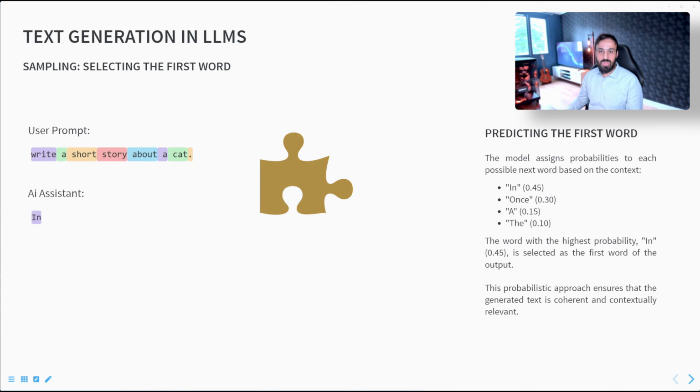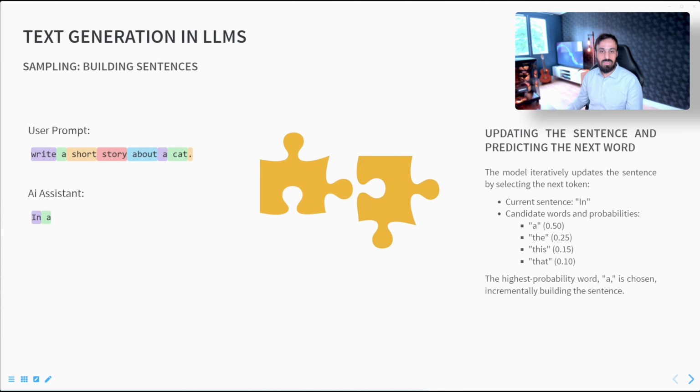After selecting the first word, the model continues building the sentence iteratively. With the user input and with the first word chosen, the model evaluates the probabilities of the next word. The model might again choose the word with the highest probability, extending the output sentence. This process repeats with the model updating the context at each step to predict and select the next most relevant word. By combining probabilities and context, the model generates sentences that are both coherent and context-aware.